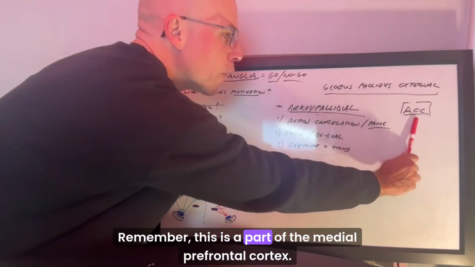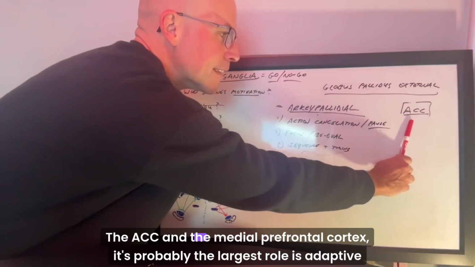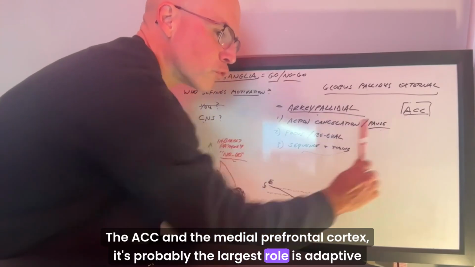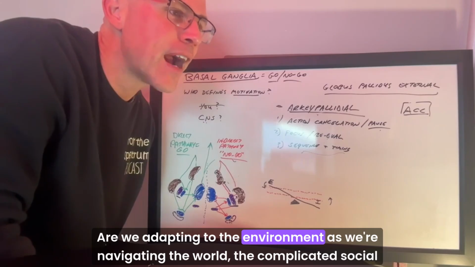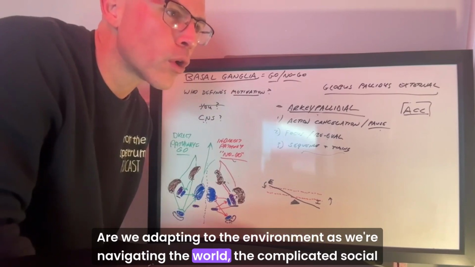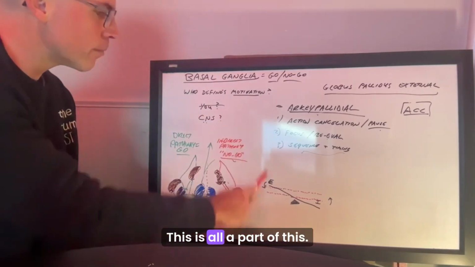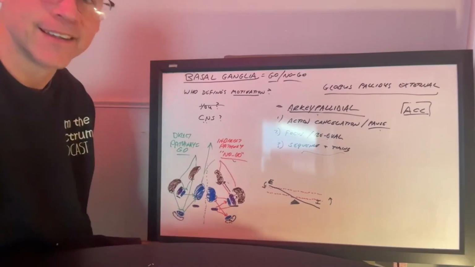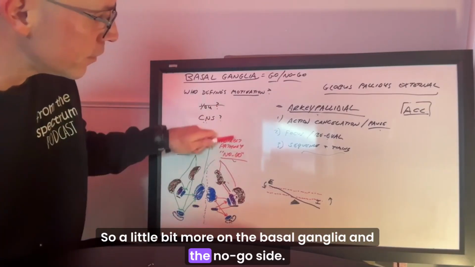Remember, this is a part of the medial prefrontal cortex. The ACC and the medial prefrontal cortex, it's probably the largest role is adaptive responses. Are we adapting to the environment as we're navigating the world, the complicated social world? This is all a part of this. This is all a part of every movement. So a little bit more on the basal ganglia and the no-go side.